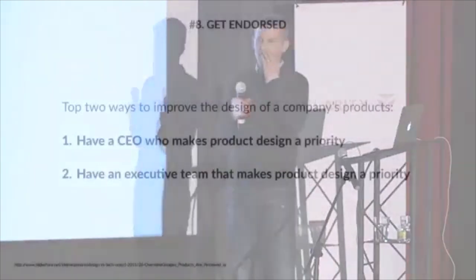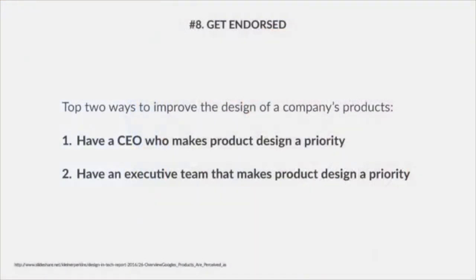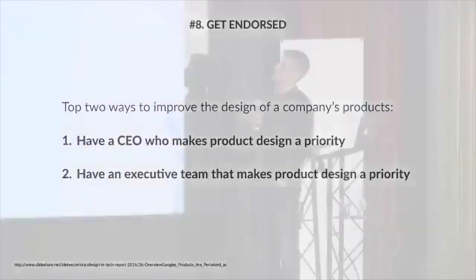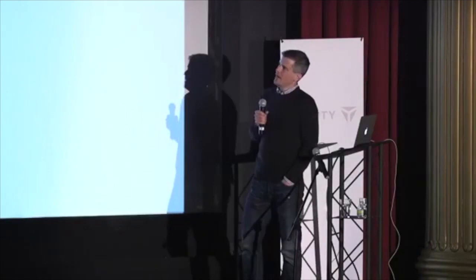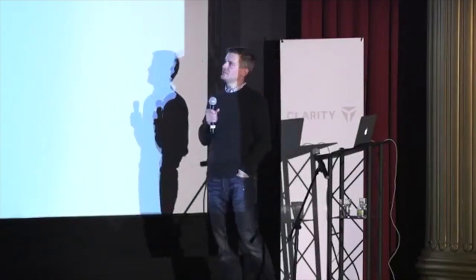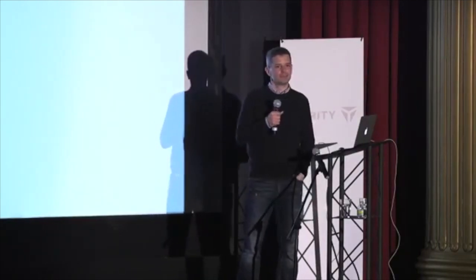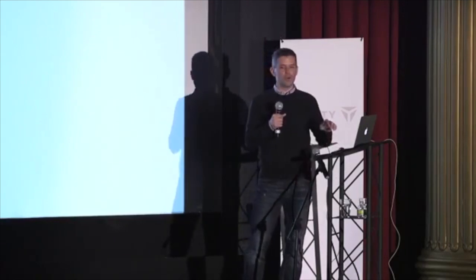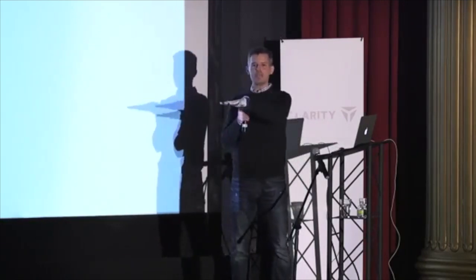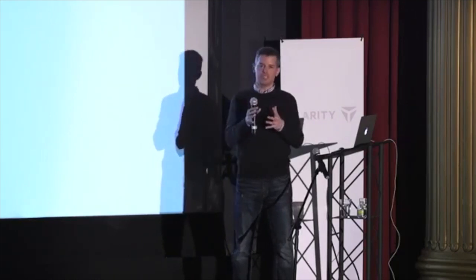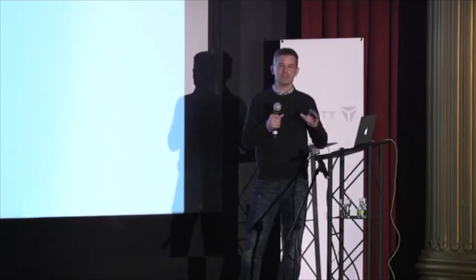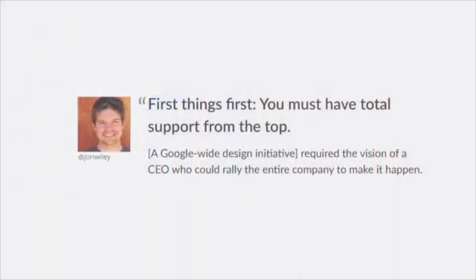The last thing, and we've talked quite a bit about this, is get endorsed. This is from a design and tech report that came out recently, and one of the things it said was the two ways to improve the design of a company's products is have a CEO endorse it or have an executive team that makes it a priority. Okay, and so this speaks to, while all this soft people stuff is mostly grassroots, bottom-up, individual relationships, there still needs to be the potential for executive endorsement to align everybody around priorities that matter.